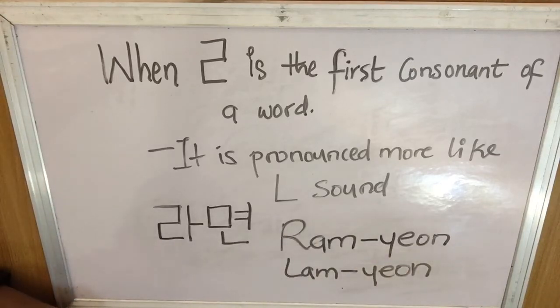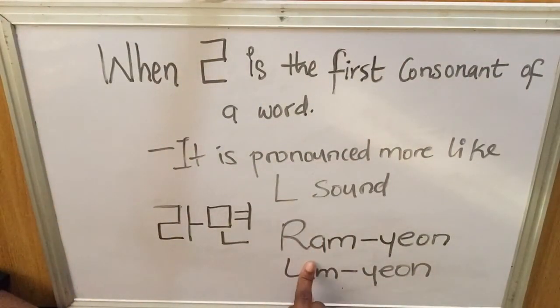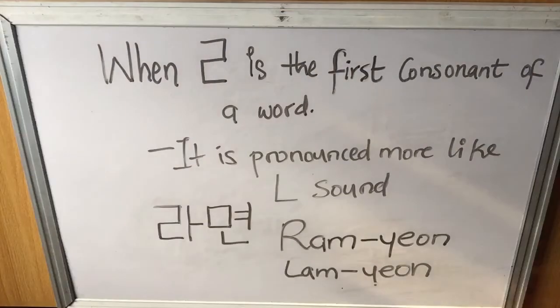Because of romanization, it's mostly written like this with an R, but it's actually more pronounced like lamyon. So this is the correct pronunciation. Lamyon, lamyon. Alright? So if you've been pronouncing it as ramyon, you have been pronouncing it the wrong way. It sounds more like lamyon.